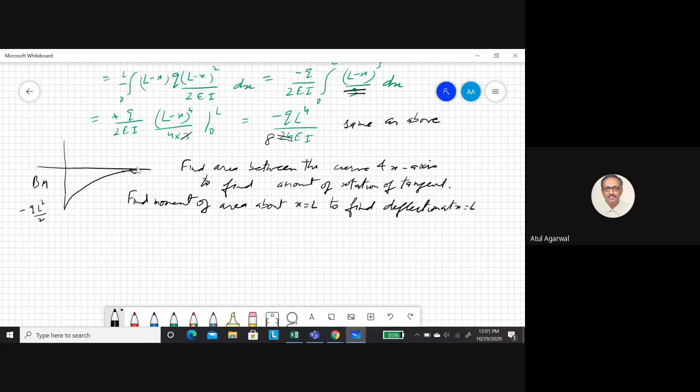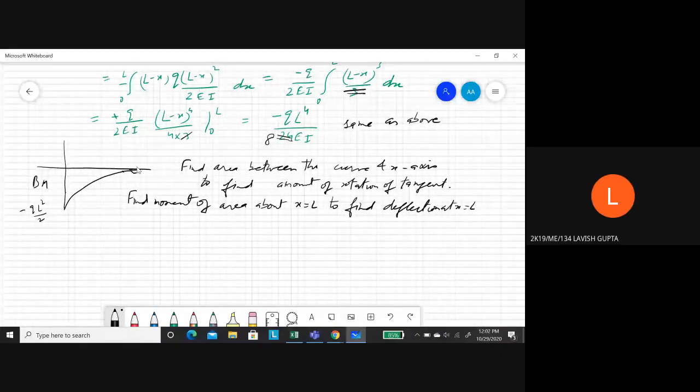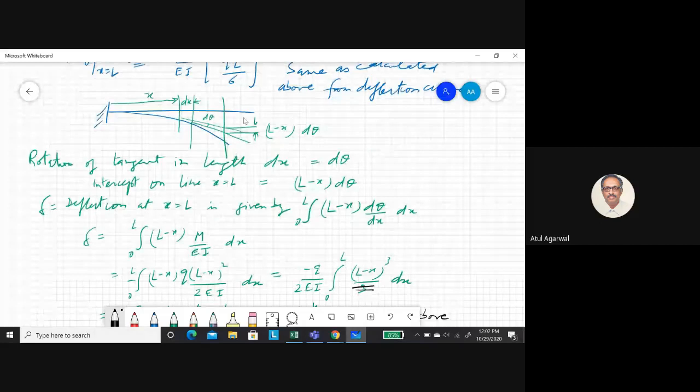So, Lavish, how is it? Do you understand? Yes, sir, I understand. So, not a big deal. It is given in your books also, and I have put it in a very simple way. The basic approach is this. You have to do according to this physical picture. Then you will not make any mistake.